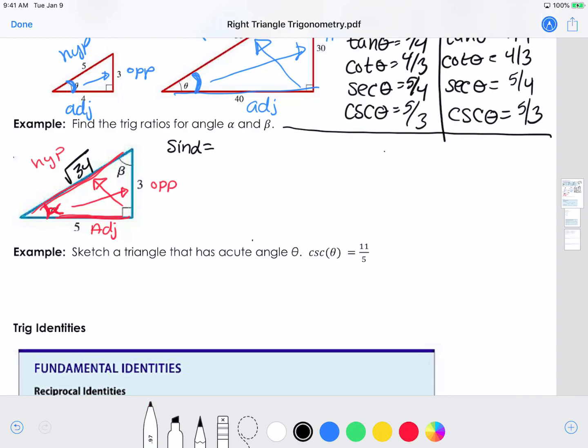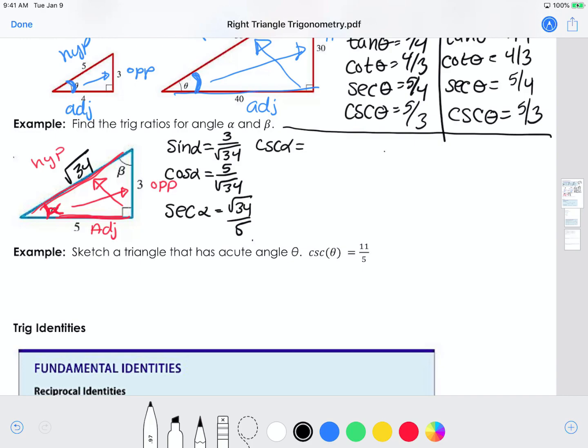So when I want to find the sine of alpha, that's the opposite over the hypotenuse. Since the opposite is 3 and the hypotenuse is the square root of 34, I'm going to get that the sine of alpha is 3 over the square root of 34. Cosine of alpha is adjacent over hypotenuse, so that's going to be 5 over the square root of 34. The secant of alpha is hypotenuse over adjacent, so that's going to be the square root of 34 over 5.